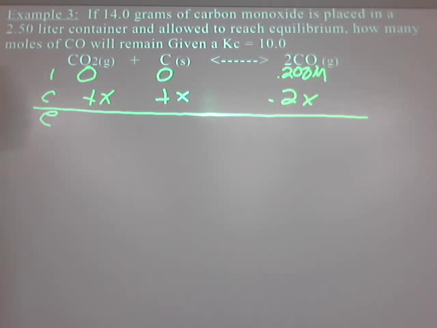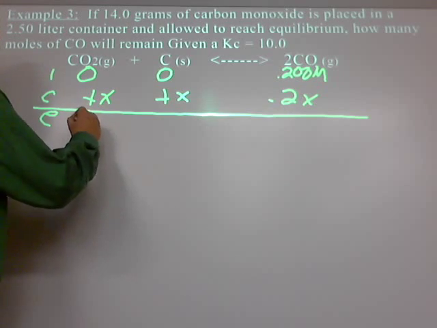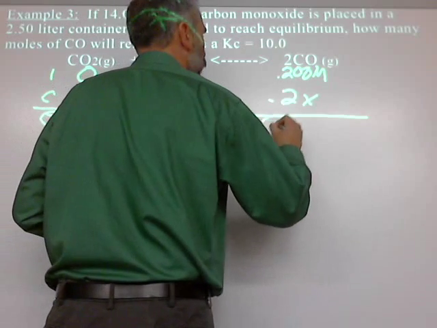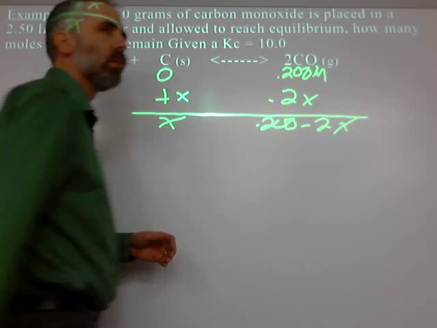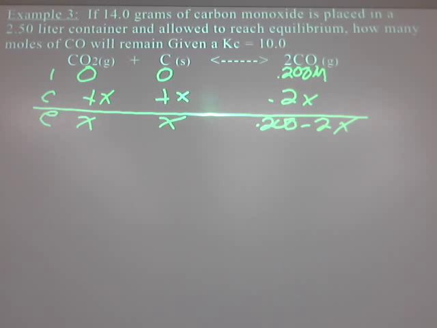Okay? All right. So at equilibrium, I'll have x, and 0.200 minus 2x. Got that? All right. So now it's starting to look kind of like a regular problem. Don't worry about it, leave them there.